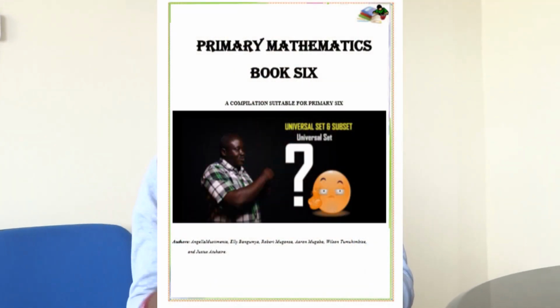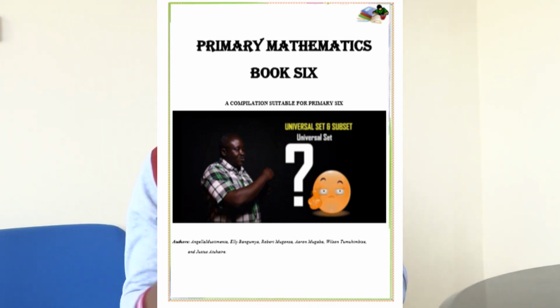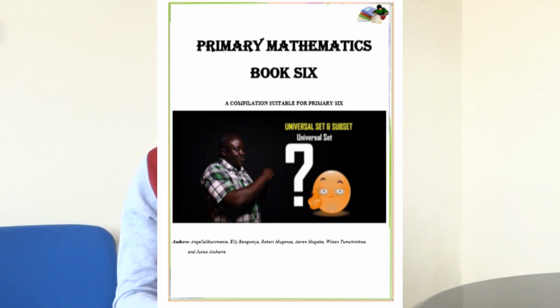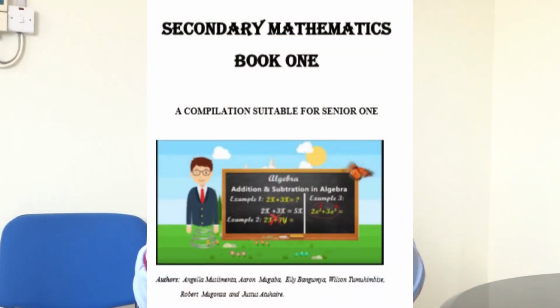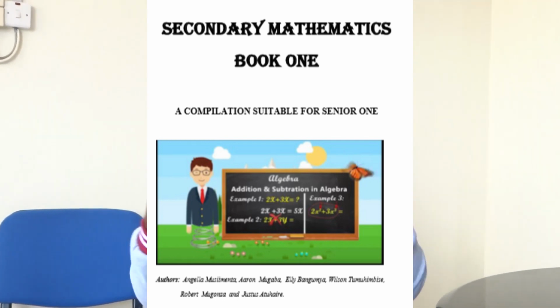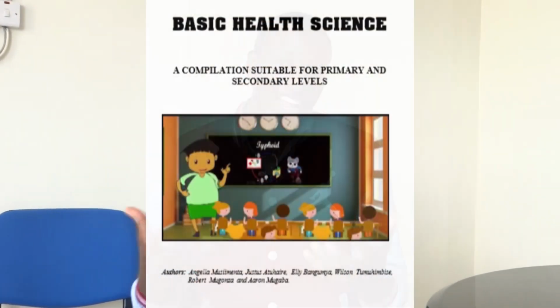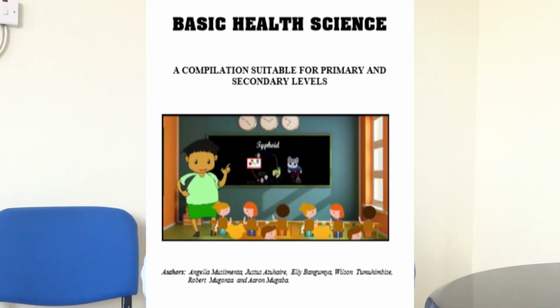So for the type of content that is uploaded, we have the primary 6 mathematics that covers the curriculum, including sets, vectors, and construction. Then we also have senior 1 mathematics that covers the senior 1 curriculum. It was guided by the Uganda Curriculum Development Center. And then we also have the basic health science category, which is for both primary and secondary school.